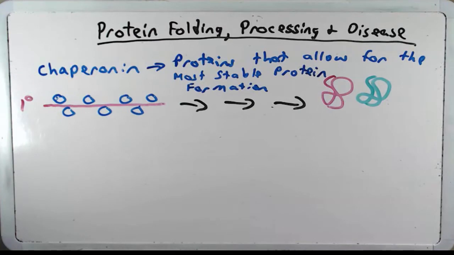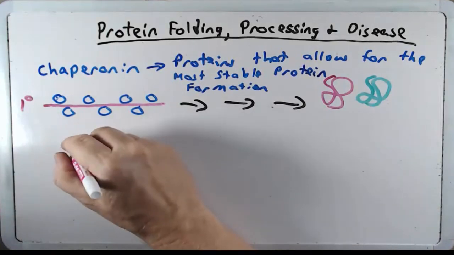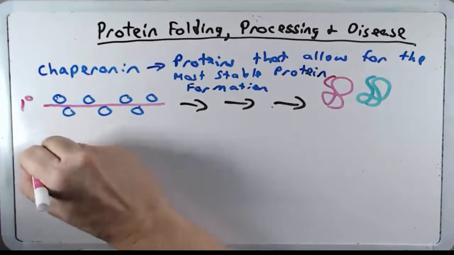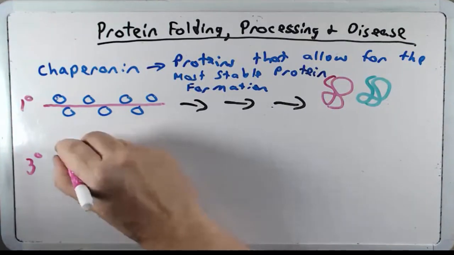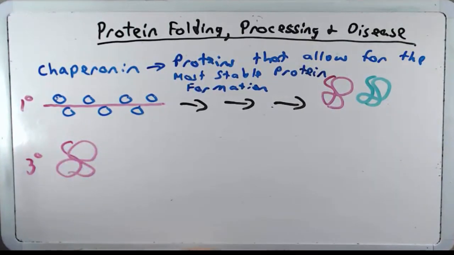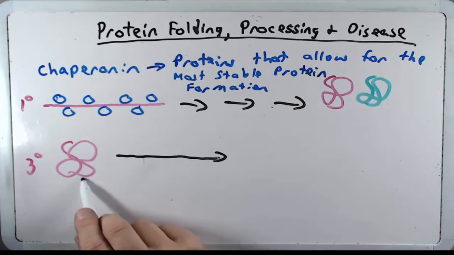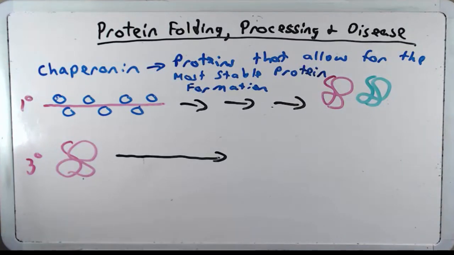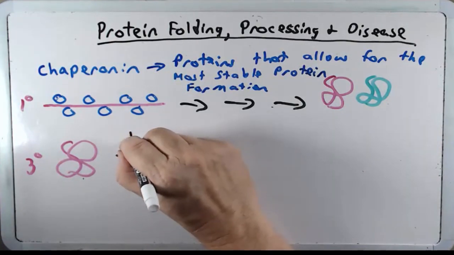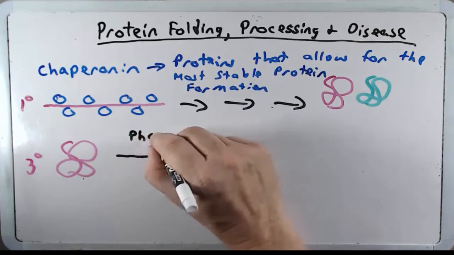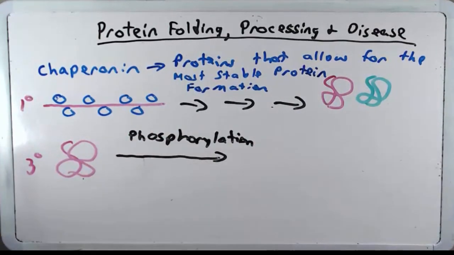Now, I alluded to something on the previous whiteboard when I showed you this tertiary structure. And I said it's usually active at this level, but sometimes it needs to be processed or modified in a certain way. And so I want to talk about that real quick here. Sometimes we have to add molecules to this protein to make it functional. And one way that we can do that is by adding phosphate groups. So I'm going to put phosphorylation here. And that's just adding a phosphate group.